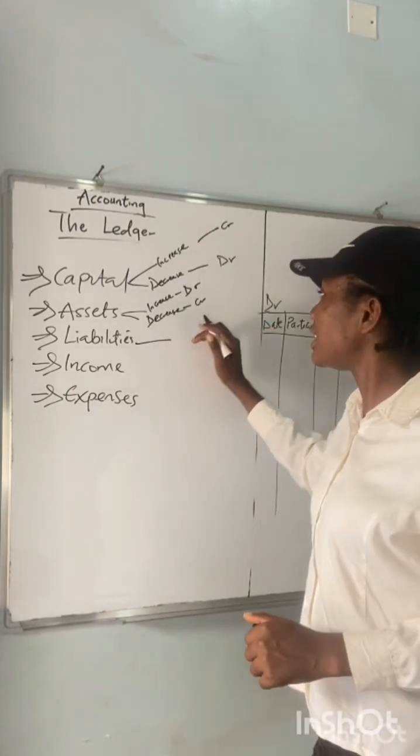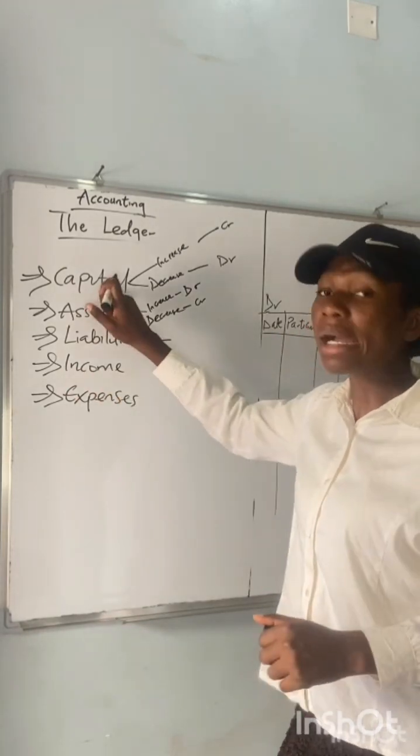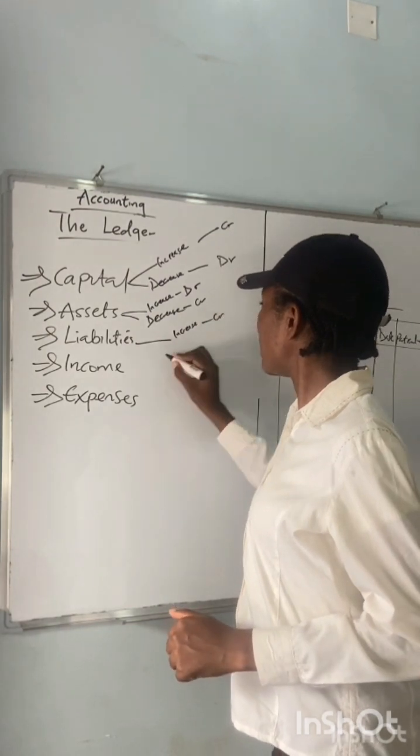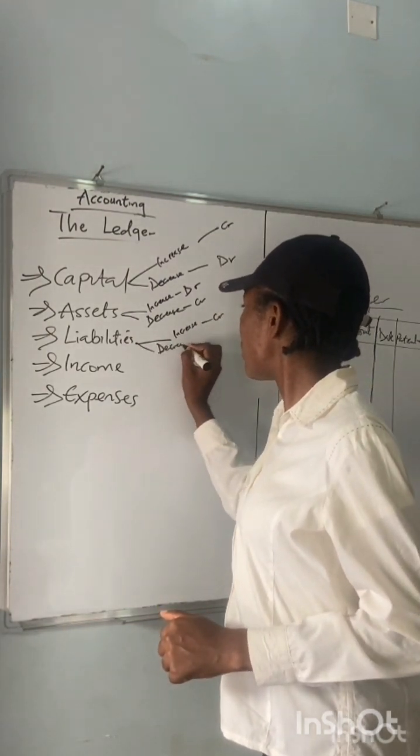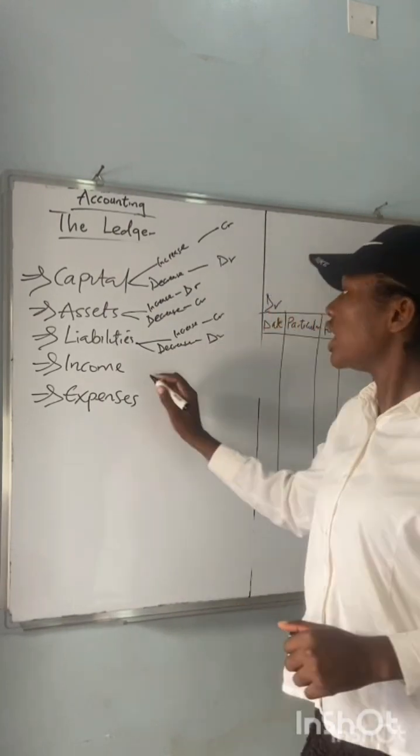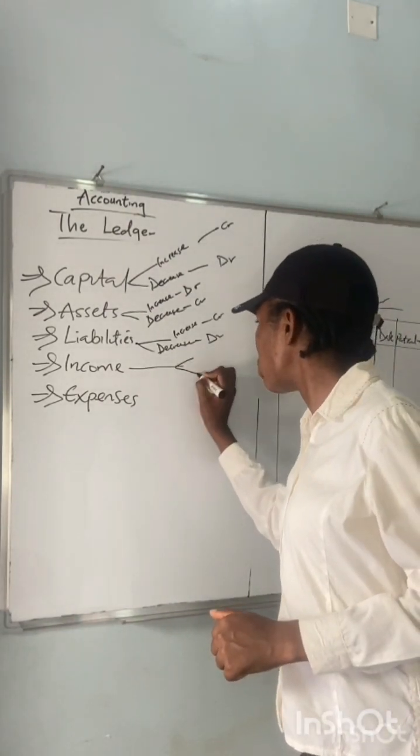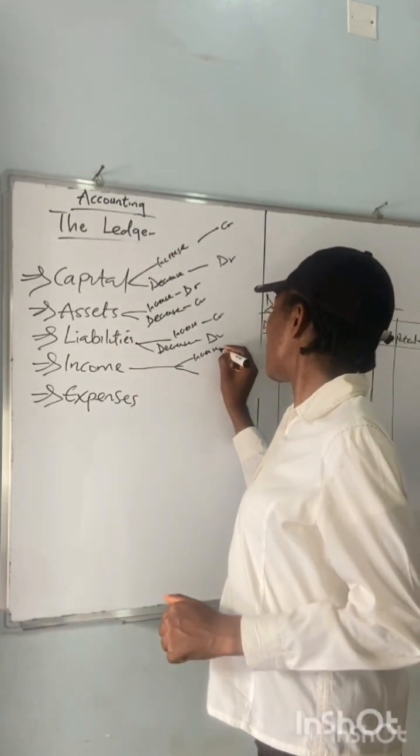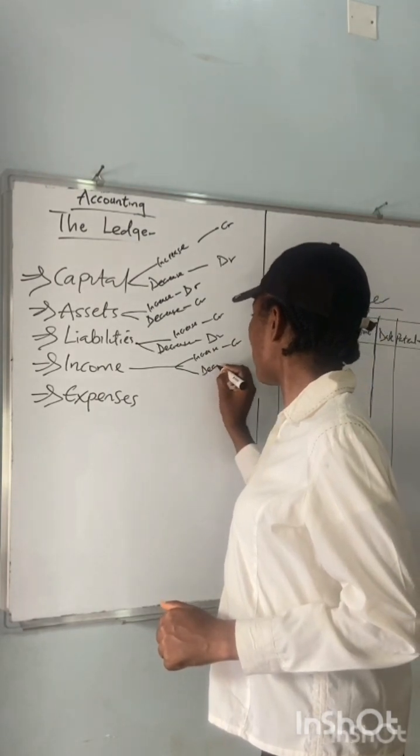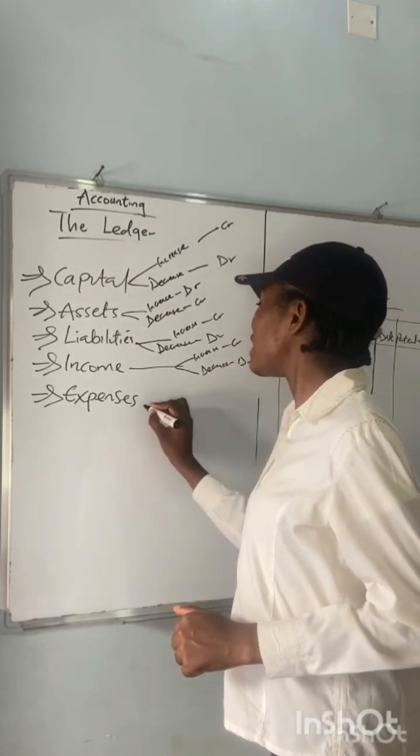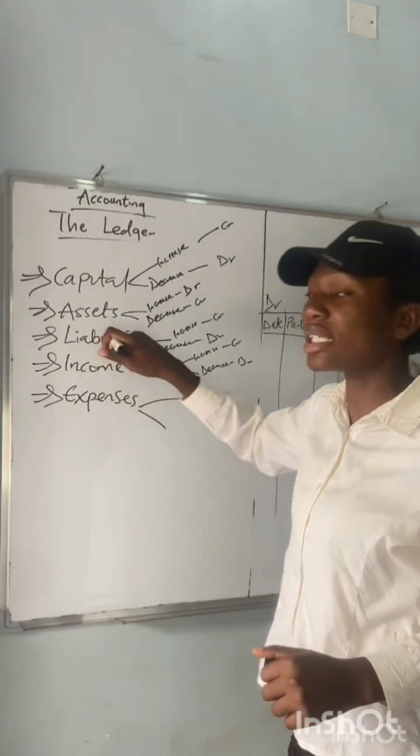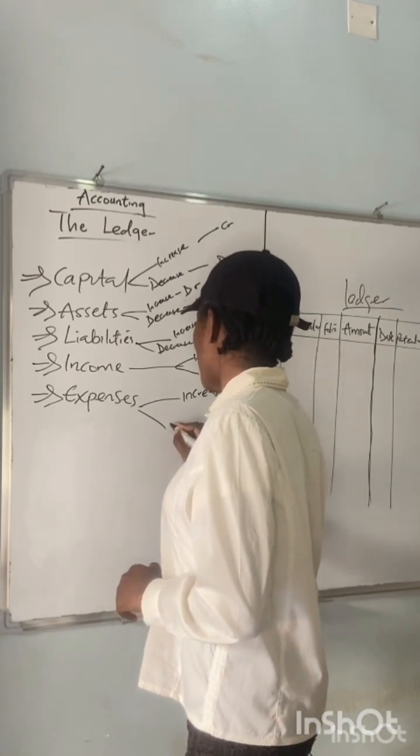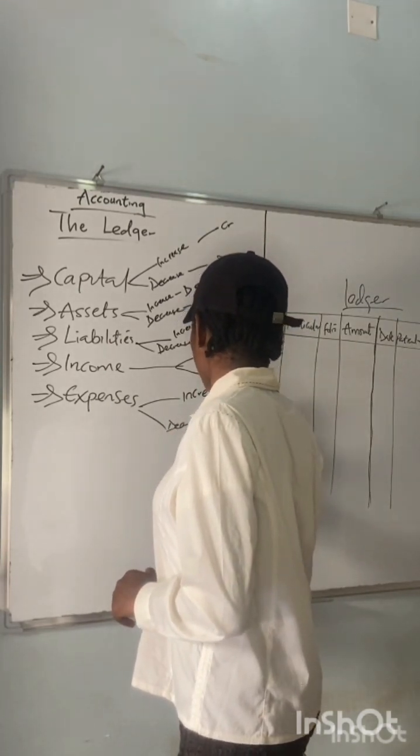Now we have our liabilities. Our liability follows the same principle as our capital, okay? Increase in liability is credited and the decrease is debited, okay? Now our income follows the same principle as our capital and liabilities. So an increase is credited and a decrease is debited. And lastly, our expenses follow the same rule as our assets, okay? So our increase in expenses is debited, and a decrease in expenses is credited.